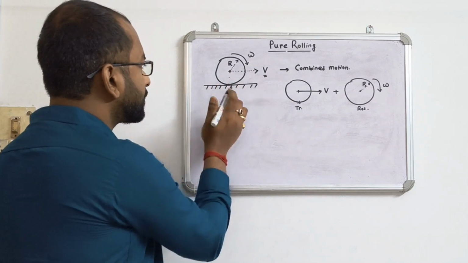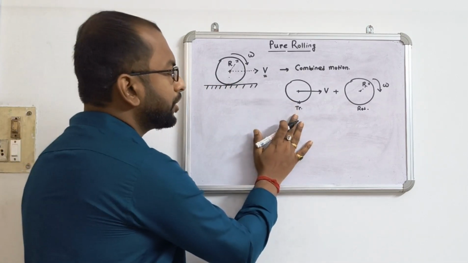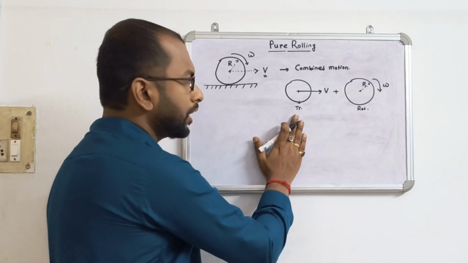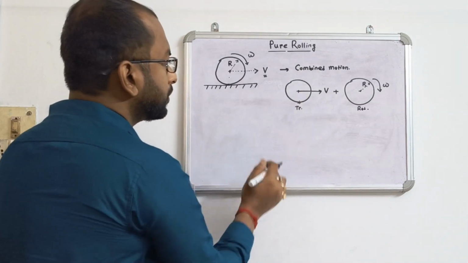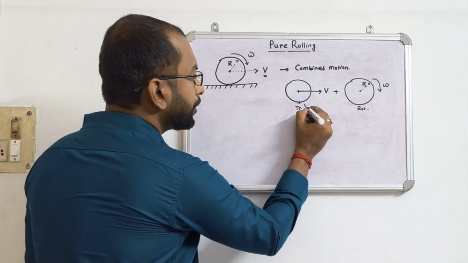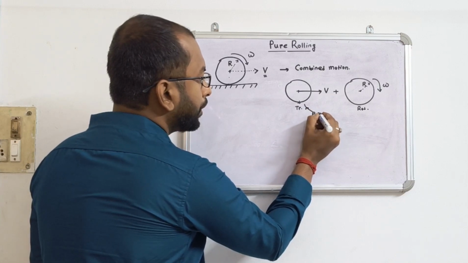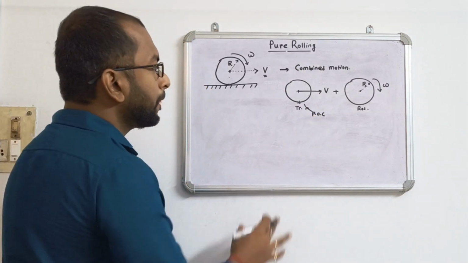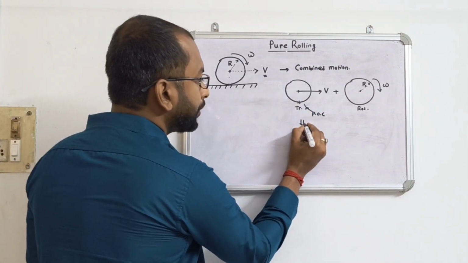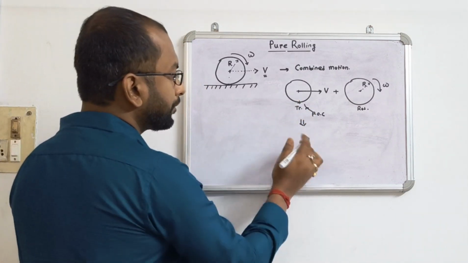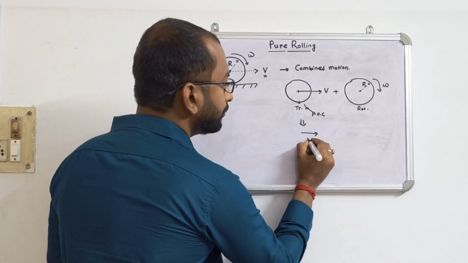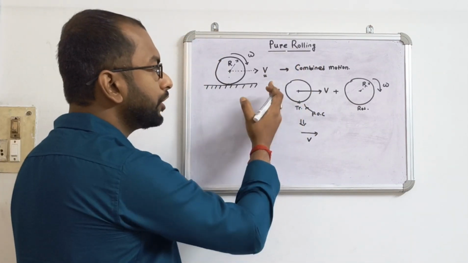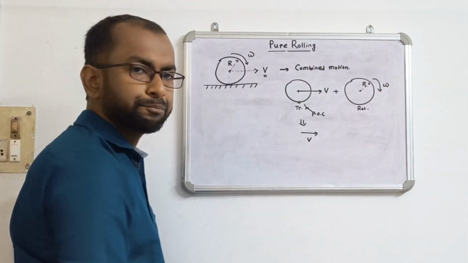So let's say at this instant this is the point of contact. It is divided into two motions: one is translational motion and another is rotational motion. In translational motion, what is the velocity of the point of contact? Point of contact, POC, I'll write. From the translational motion we can tell that the point of contact velocity is v in this direction, because all of the points are moving in the right direction with velocity of v.